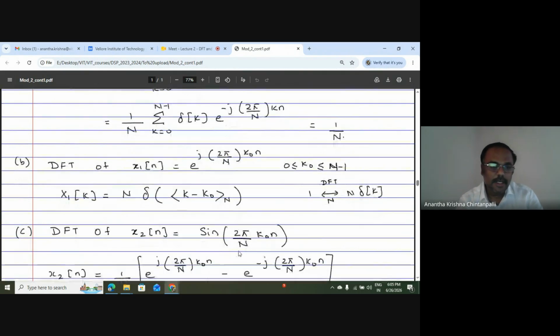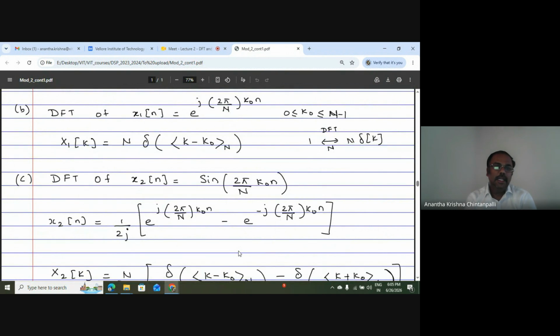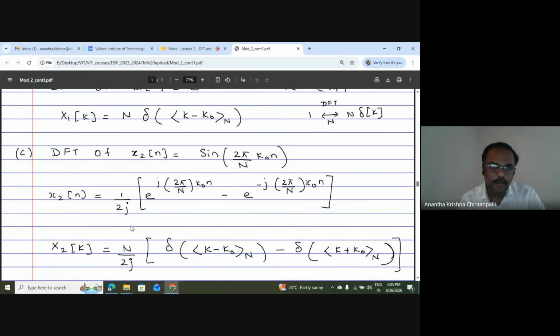Okay. Similarly, the DFT of x2 of n, which is sine of 2 pi k naught n by capital N, that I need to compute. So this is nothing but 1 over 2j times e to the power of j, this term, minus e to the power of minus j, the complete term. So this is again going to be N, the same logic here. So N divided by 2j, this is going to be delta of k minus k naught modulo N, minus delta of k plus k naught modulo N.